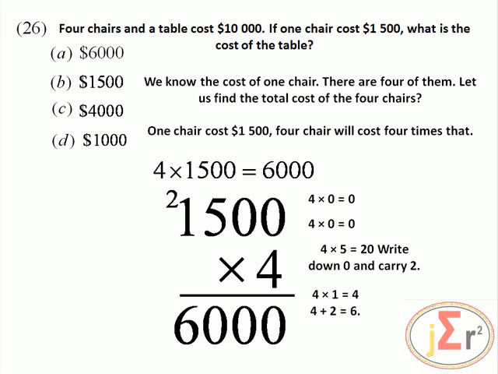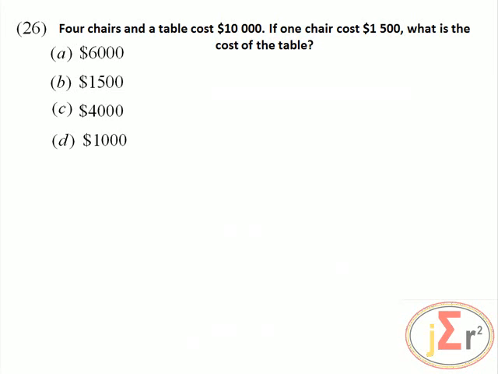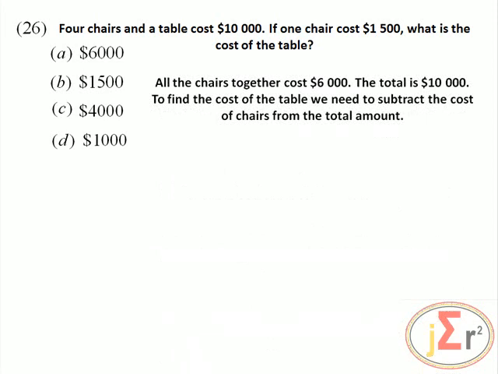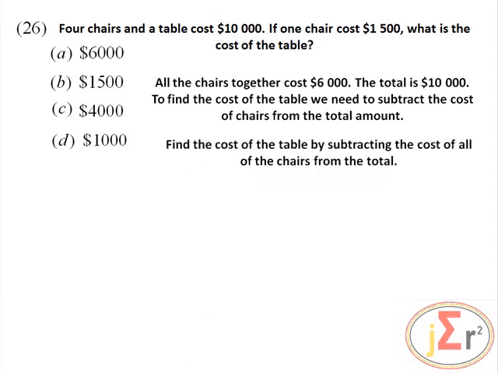So we have discovered by multiplying 1,500 by 4 that the 4 chairs together will cost $6,000. We do not know the cost of the table as yet, so we do not supply an answer. So let us find out the cost of the table. All the chairs together cost $6,000. The total is $10,000. To find the cost of the table, we need to subtract the cost of the chairs from the total amount. So let us do that. Find the cost of the table by subtracting the cost of all of the chairs from the total. There we go.